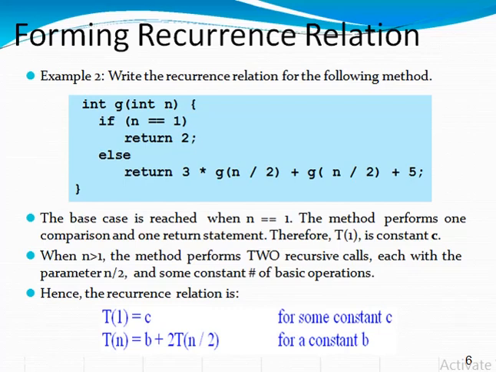When n is greater than 1, the method performs two recursive calls, each with the parameter n by 2, and some constant for all the basic operations. Hence the recurrence relation is T1 is equal to c, for some constant c, and Tn is equal to b plus 2T(n/2), for a constant b.